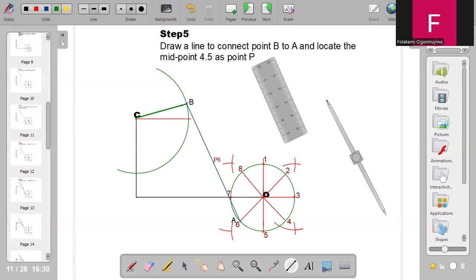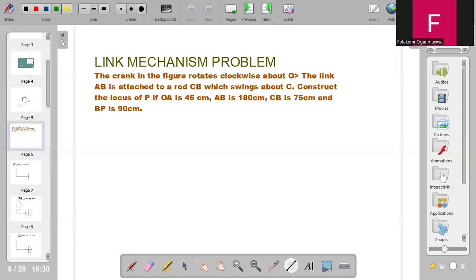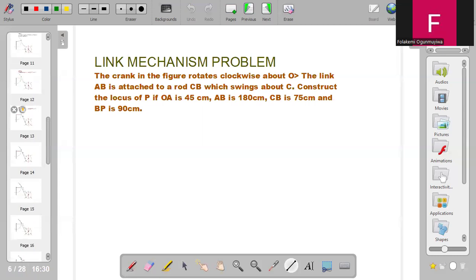So we have interpreted the given question correctly. Now this is 9 centimeter. The question says to locate your point P, to get the locus at point P, you have to locate the midpoint, which is at 4.5 centimeter. So it's from the question. Let me take you back to the question. It says BP, and BP is 9 centimeter. But because we are using half of the length, we are using 4.5.